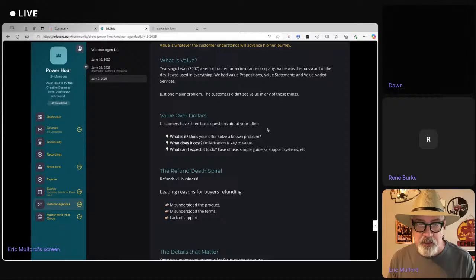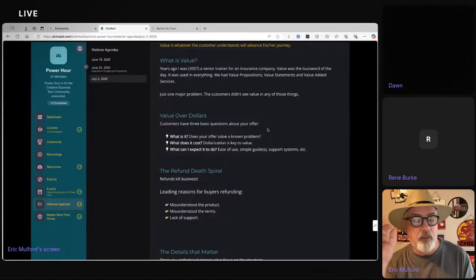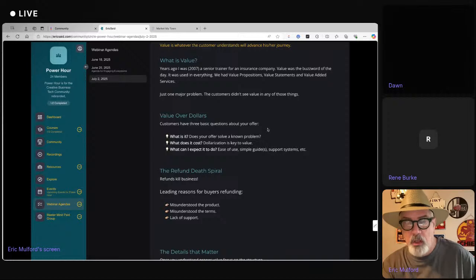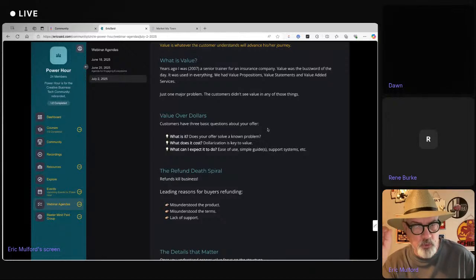The second one is, what does it cost? And I'm not talking about $47.95. I'm talking about dollarization. I have a whole series of articles on the point of dollarization, but I'm going to give you a real quick definition here. Dollarization is the key to value.